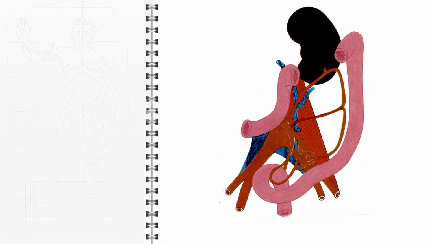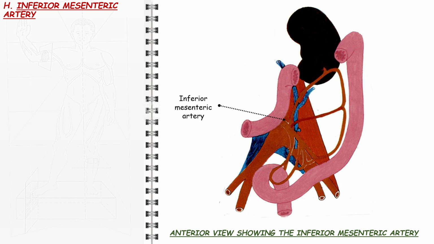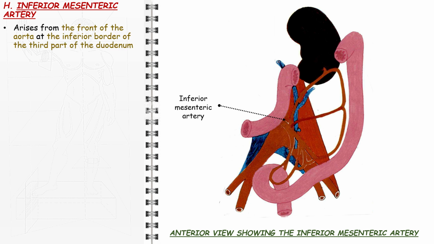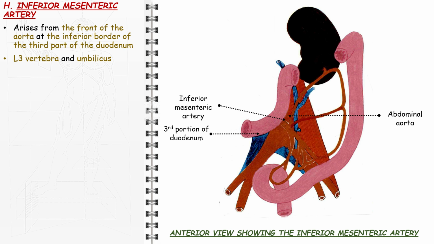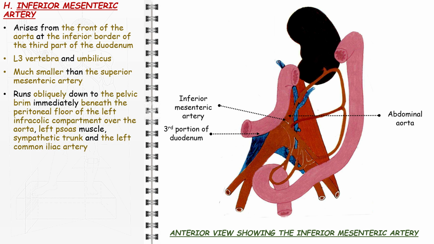The inferior mesenteric artery arises from the front of the aorta at the inferior border of the third part of the duodenum, opposite L3 vertebra, at the level of the umbilicus. It is much smaller than the superior mesenteric artery. It runs obliquely down to the pelvic brim immediately beneath the peritoneal floor of the left infracolic compartment. It crosses the pelvic brim at the bifurcation of the left common iliac vessels over the sacroiliac joint, at which point it converges on the ureter, at the apex of the A-shaped attachment of the sigmoid mesocolon.